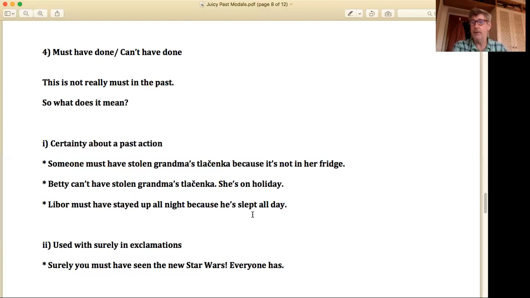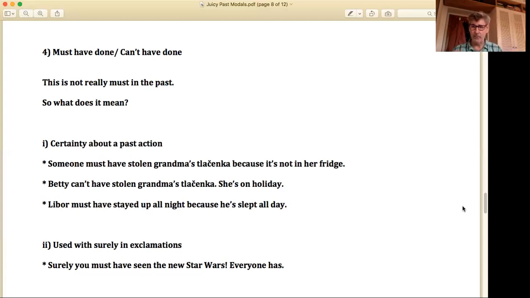And now here's another example of something that's certain with must, because I want you to understand how this works. It's 12 o'clock, Libor's still asleep, and it's 12:30, he's still asleep, and grandma says he must have stayed up all night partying because he's sleeping all day. He must have gone to bed at 6 a.m. because he's sleeping all day. He must have done that. Okay, so again, I do want you to understand this.